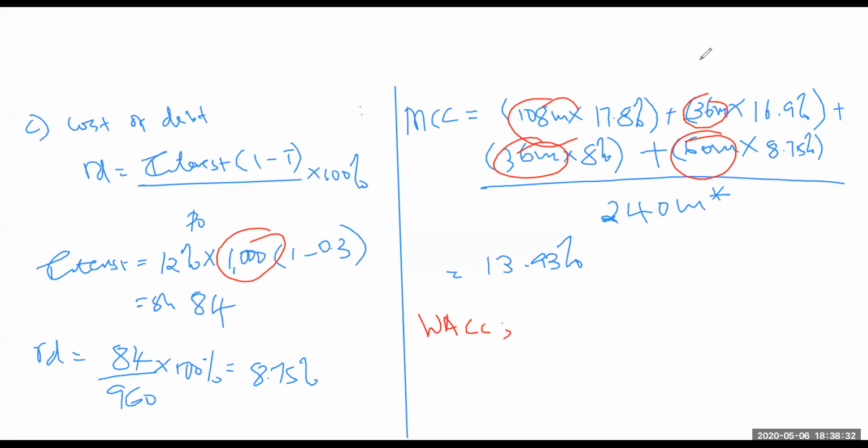For the WMCC, the weighted marginal cost of capital, you now use how the company intends to raise the 240. They intend to raise it from the respective capital sources: the 108, the 60, and the 72. So you have to be quite careful, because in some cases the exam asks you to get both of them. I hope it's all clear to all of you.